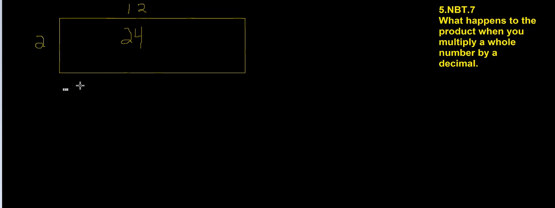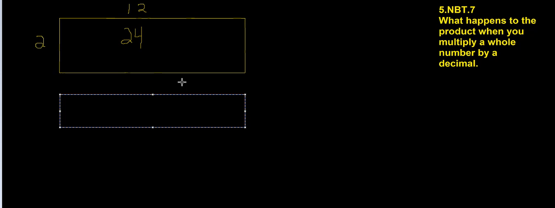We have another rectangle, and we make the width half of the original one. So the length is still 12. Now the width is half of 2, which is 1. So the area of this rectangle is 12 times 1, or 12.